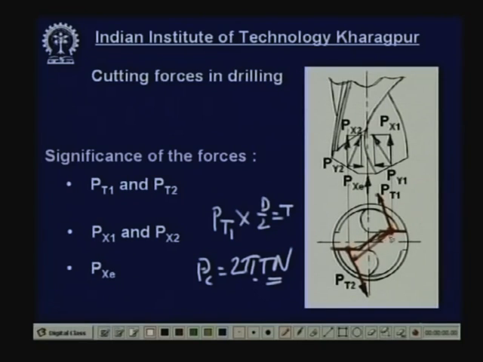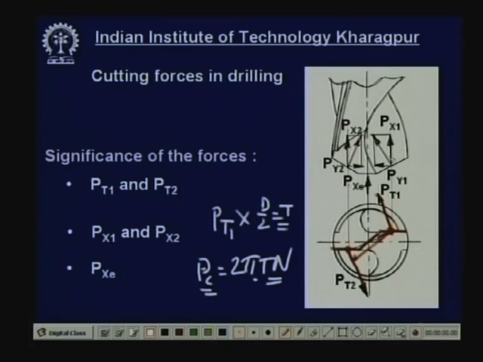So, this Pt1 and Pt2 are very important, they are quite large in magnitude, as well as these are the power component, and Pt1, Pt2 are equivalent to Pz in case of turning. This is equivalent to Pz in case of turning, the tangential force or main component, and this helps you get the torque as well as the power consumption.